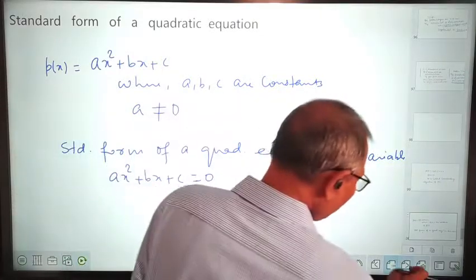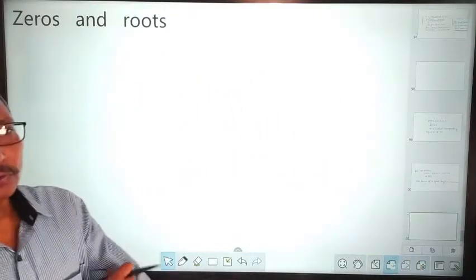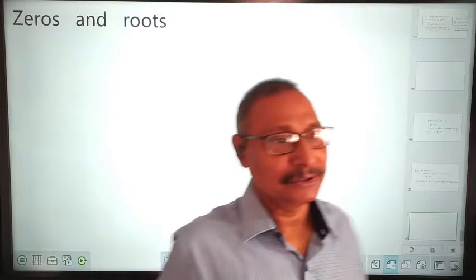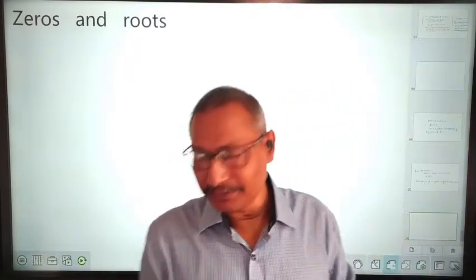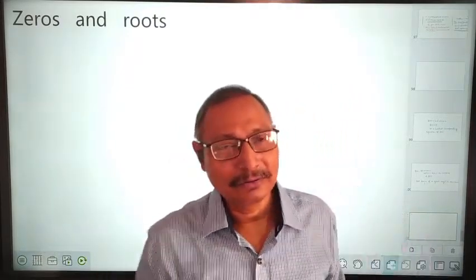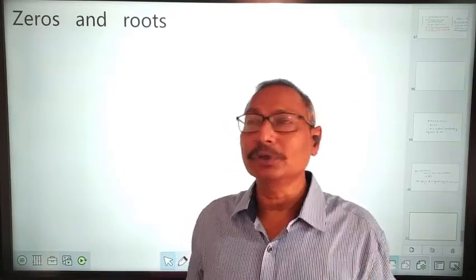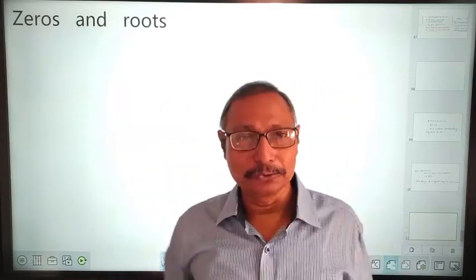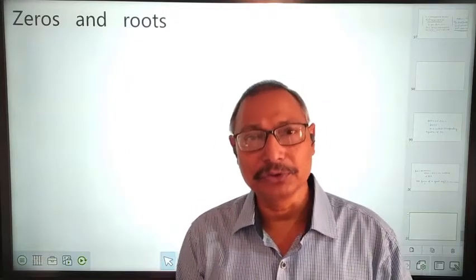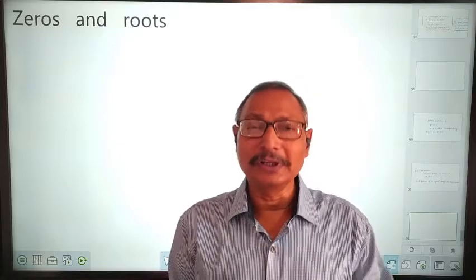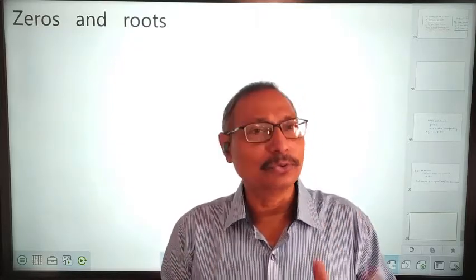Now we want to understand some relationship or differences, you may call it either way. So the relationship between the two terms, zeros and roots. Actually, the term zero is associated with a polynomial, and the term root is usually related to an equation.